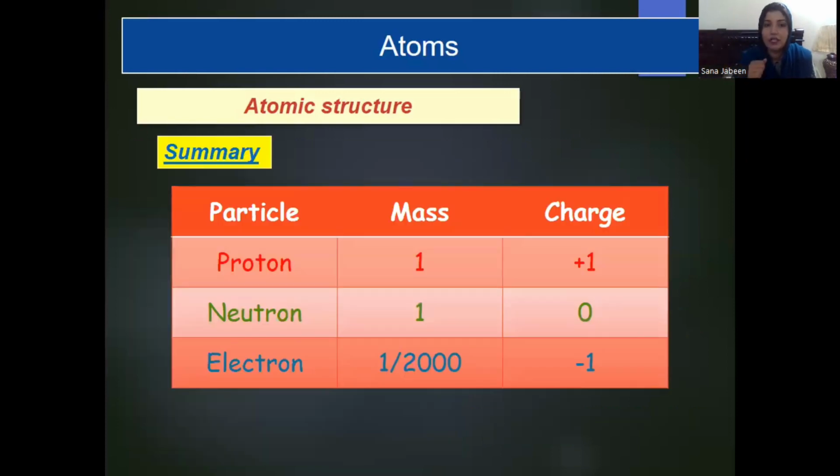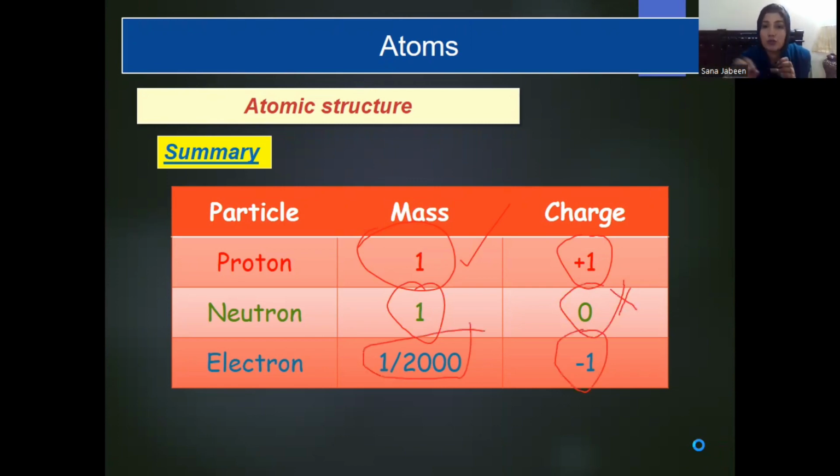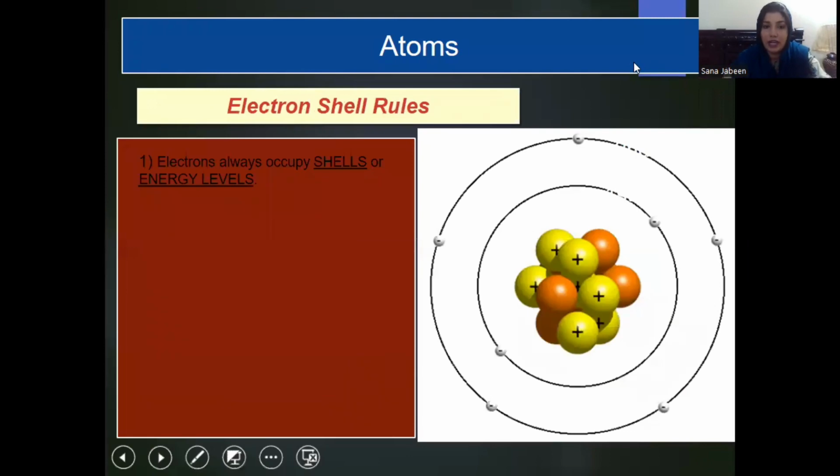Here is a summary. The proton has positive 1 charge, and the mass is 1. The neutron has mass 1, and the charge is no charge, meaning 0. When we talk about the electrons, they have negative 1 charge, but the mass is 1 divided by 2000. It's so small, so we are going to neglect the mass of the electrons.